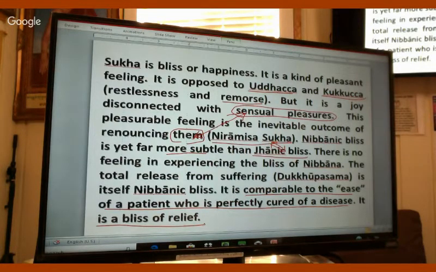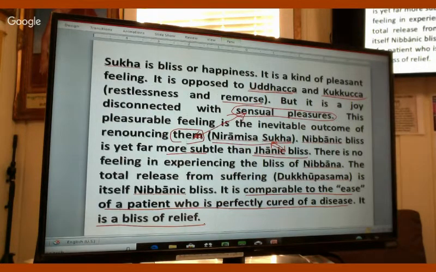Like this, for release, some kind of release from suffering. This is avedita sukha. In that, Bhante, still there's a mental happiness. There's some mental happiness. But in Nibbana, it's not even mental happiness, right?